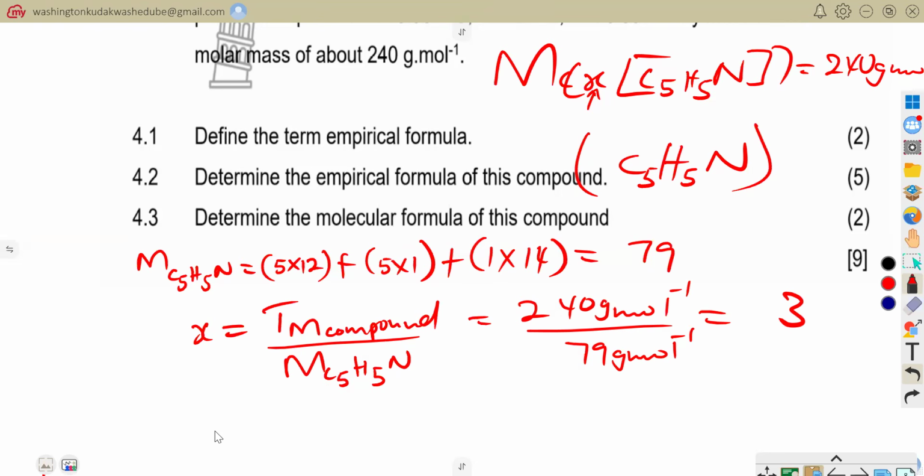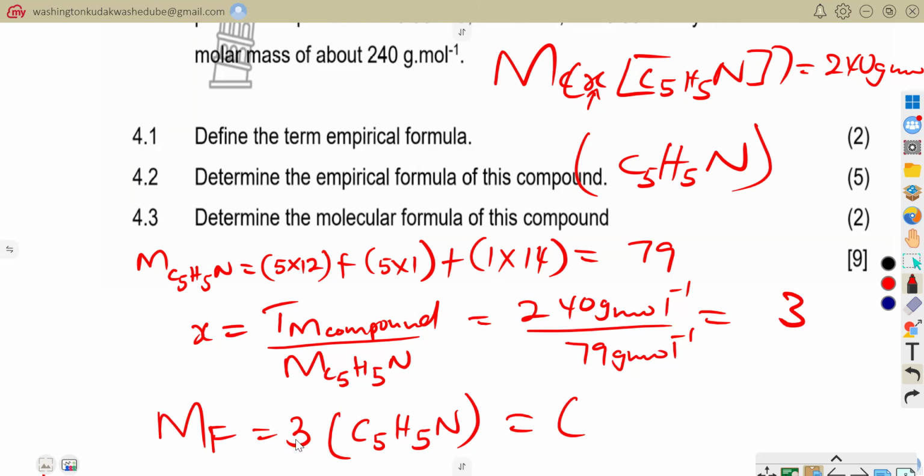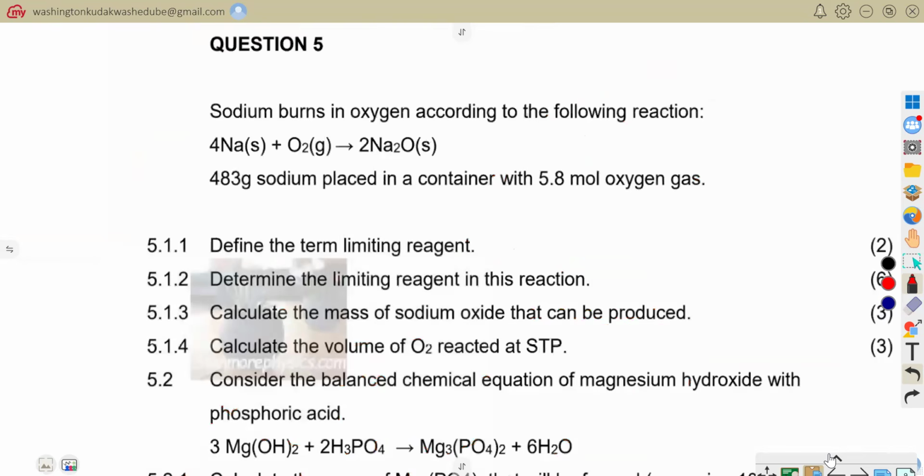So after finding 3, for me to find the molecular formula of this compound, I'll just say molecular formula is equal to 3 times my simplest whole number ratio. By doing that, I would find my molecular formula is 3 times 5, it becomes 15. And then I would have hydrogen there, not nitrogen. And then 3 times 5 is 15 as well. 3 times 1 is just 3. So that would be the molecular formula of my compound.